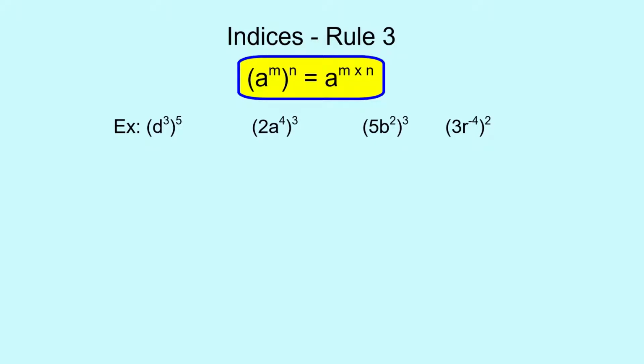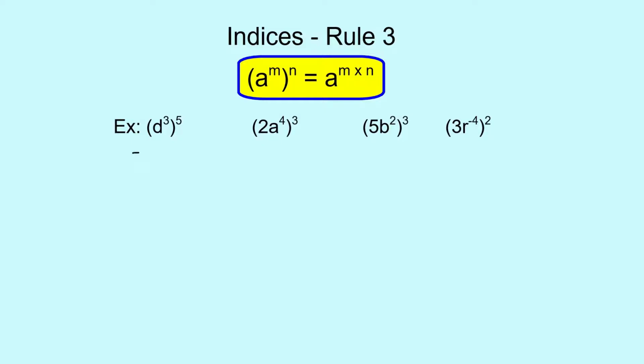Today we're going to look at Indices Rule 3, which is the power of a power rule. And if you look in the yellow box up at the top, you can see the basic idea is that when you've got a power, something in a bracket to a power, i.e. the power of a power, you multiply the two powers together.